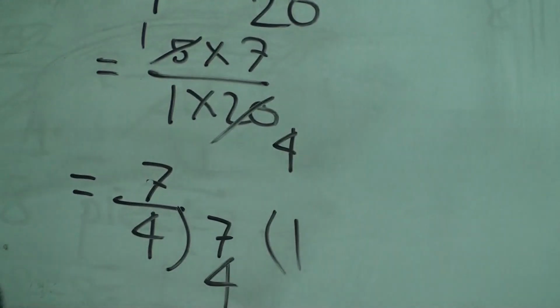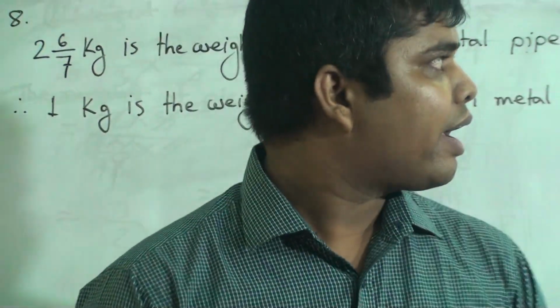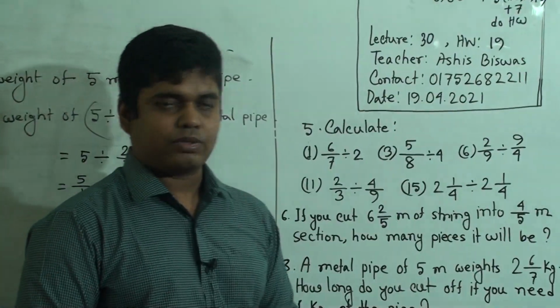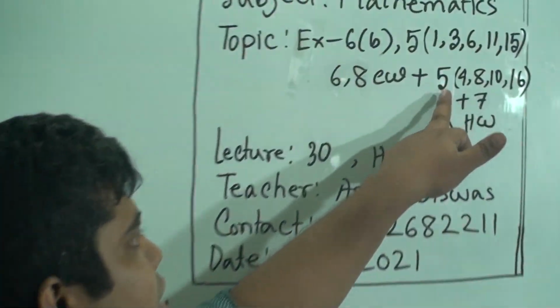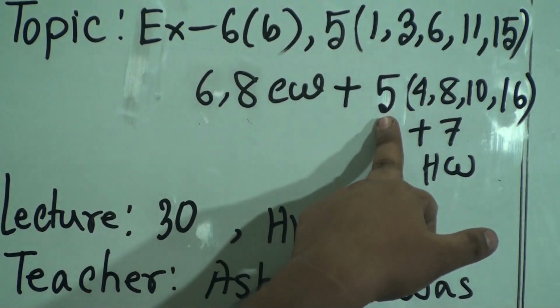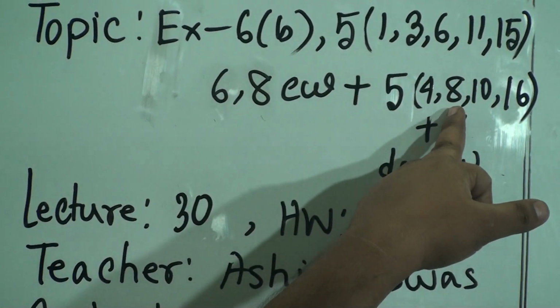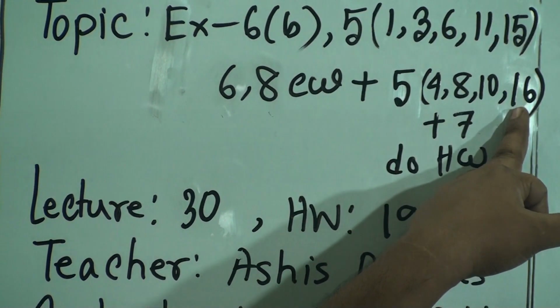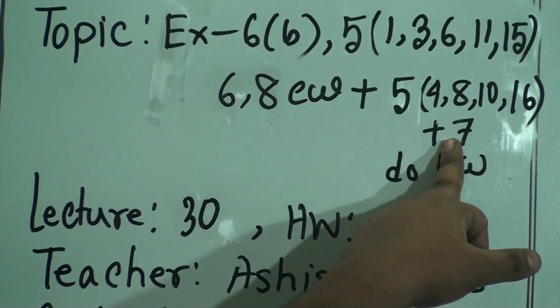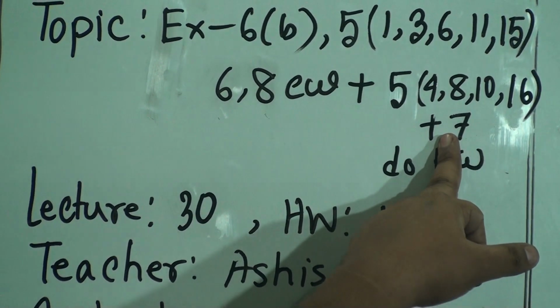Okay, dear student, this is our today's CW. And I repeat your SW. Okay, here question number 5. From question number 5, you shall solve 4, 8, 10 and 16. And odd problem number 7 is also to be done by yourself as your SW.